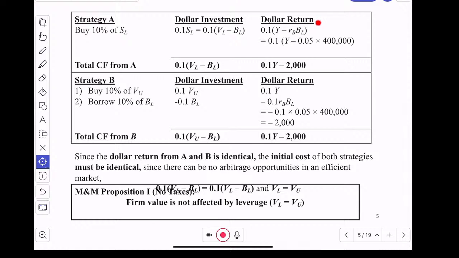Their dollar return is 10% of, well, this is the Y that I mentioned. This is the dollar return to assets. And then this is the payout, interest payments to bondholders, which is a percentage of total investment. Okay, so then I can put some numbers in here. This one was 5%, that one was 400,000. And so this is the dollar return. When I simplify it, it's this amount.